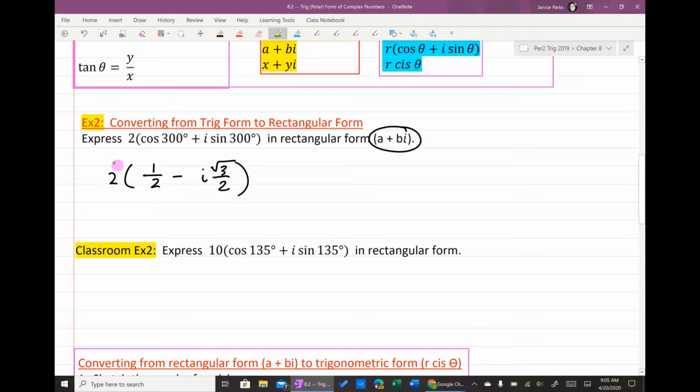And if you were to distribute, 2 times 1/2 is 1. And 2 times this is minus i radical 3. And that's it. So this is rectangular form.